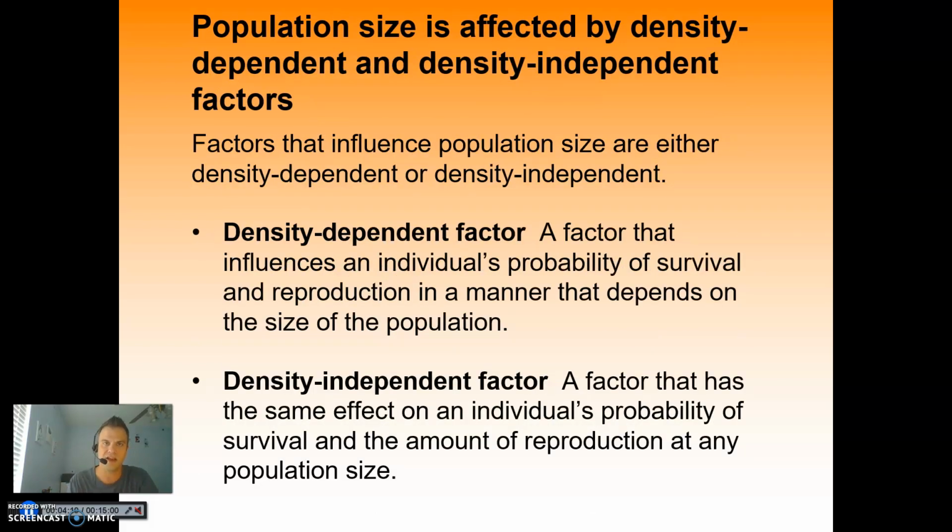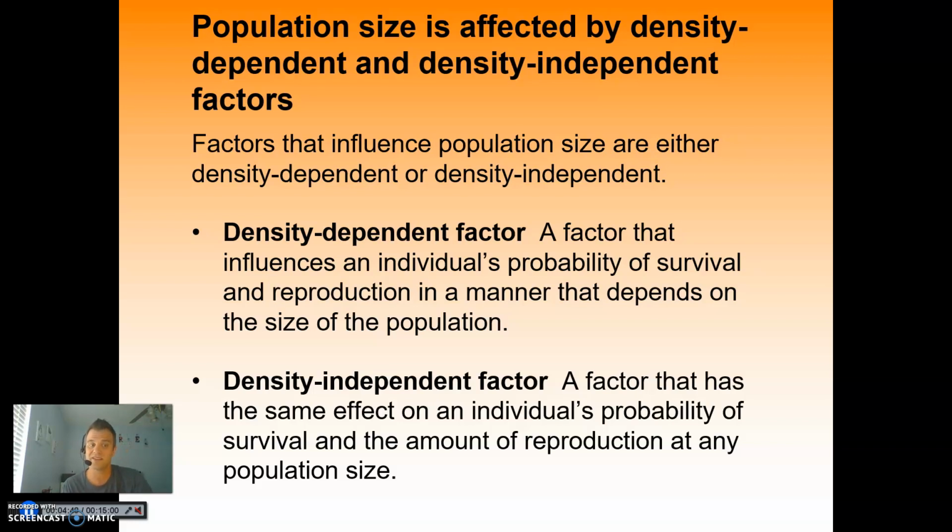So population size is affected by density dependent and density independent factors. All right. So factors that influence population size are either density dependent or density independent. So they either depend on how big the density is, how many individuals there are in that certain amount of area, or they don't depend on that at all. The factors would be independent of how many individuals are there. So density dependent factor is a factor that influences the individual's probability of survival and reproduction in a manner that depends on the size of the population.